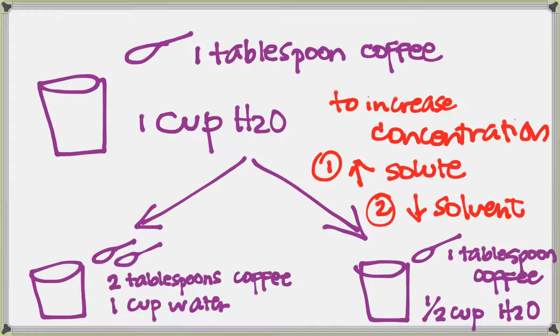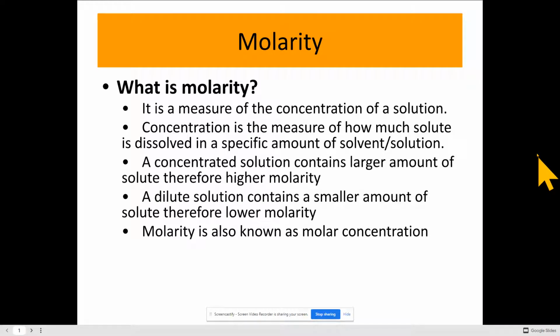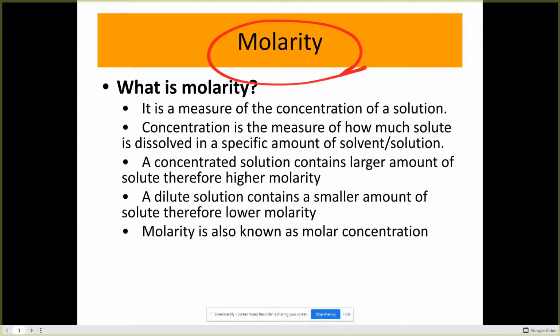So when we talk about concentration, guys, that's basically the two ways to change it. Now, the problem is we need a number. We need to know how exactly strong that is, how concentrated something is. So how do we measure the concentration, how strong something is? That's where molarity comes into play. Molarity, guys, is simply the measure of the concentration of a solution. It's a measure of basically how much solute you have for every specific amount of solvent that you have. Actually, in reality, how much solution you have.